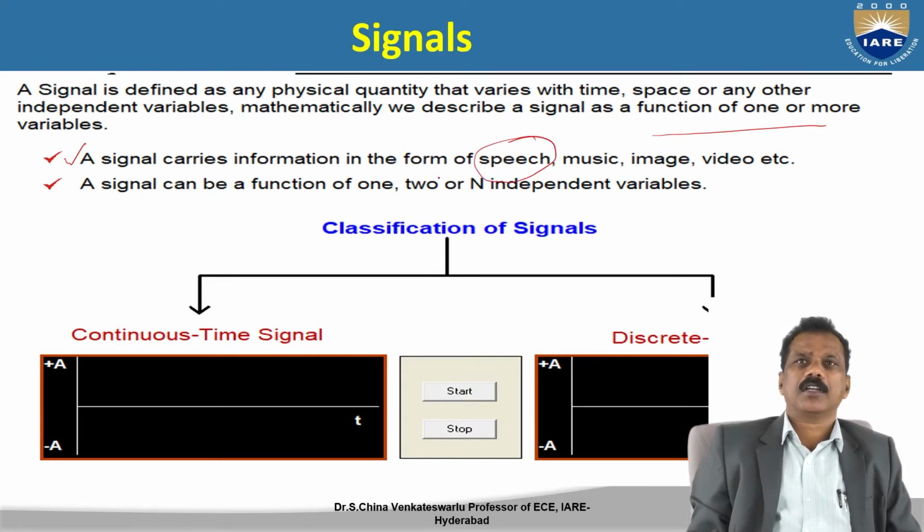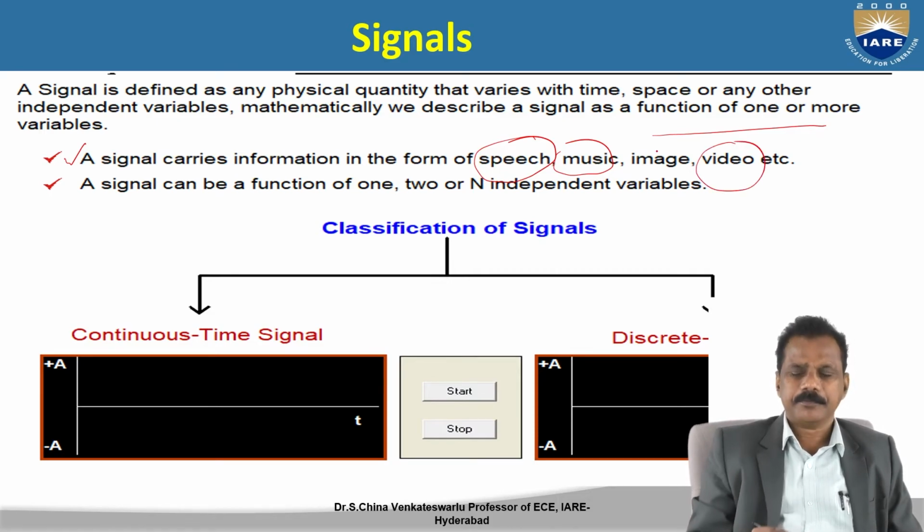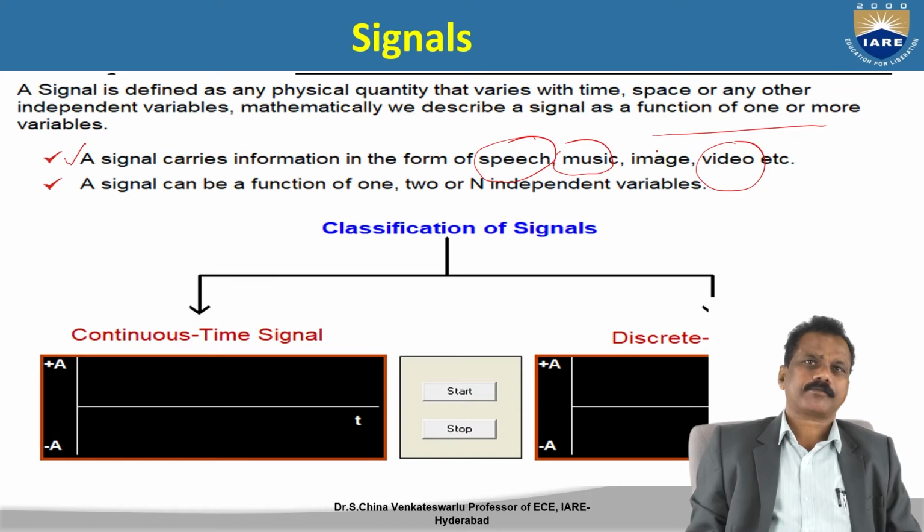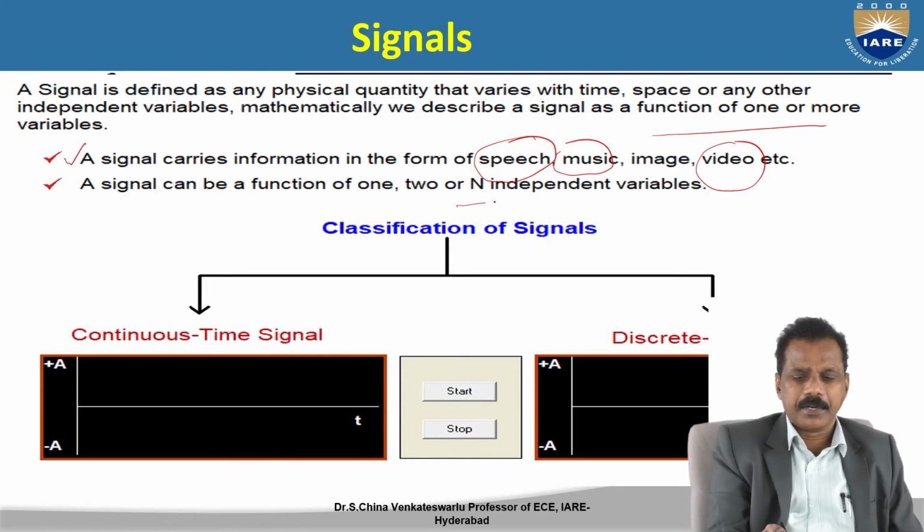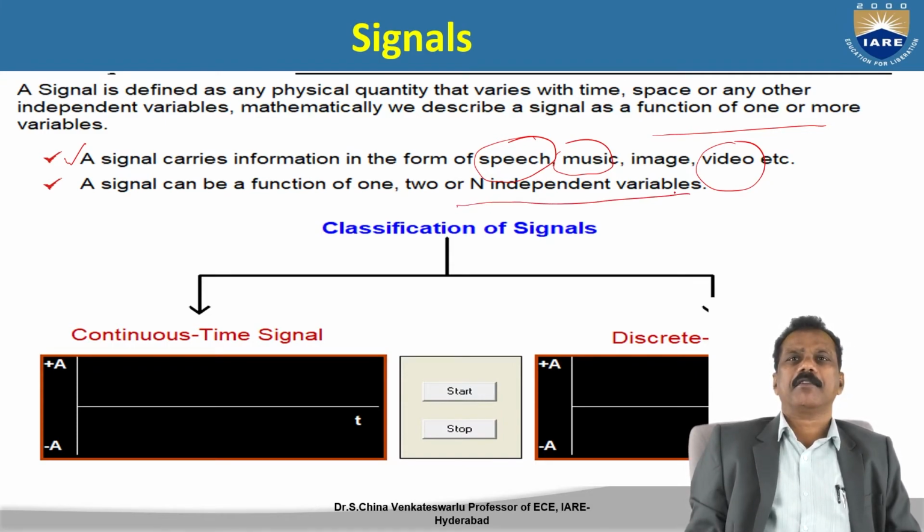Like I'm talking about signals. Next, music, or maybe an image. An image may be a two-dimensional light intensity function. Maybe video, and so on. The signal can be a function of one or two independent variables. Using all of this, we can split the classifications of the signal.